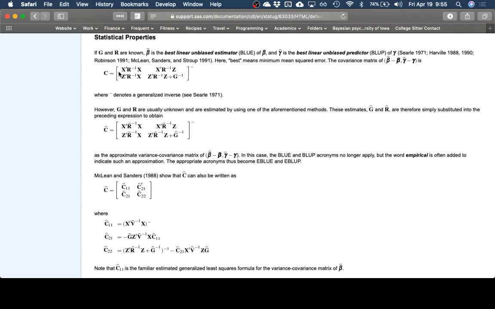By the way, if anybody's looking at what I have here, this is the PROC MIXED user guide, which is a wonderful way of looking at mixed models.